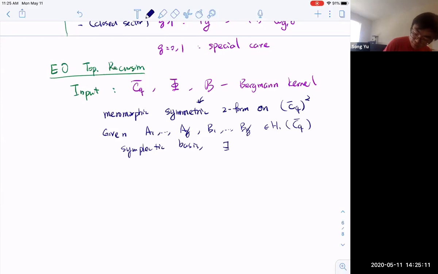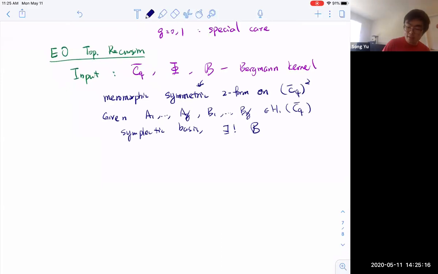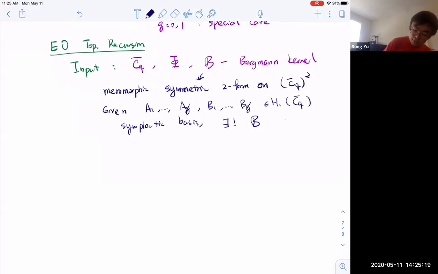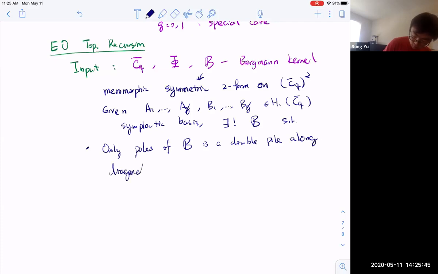We can find a unique Bergman kernel, also called the fundamental differential of the second kind. So there is a unique B such that, first of all, the only poles of B are a double pole along the diagonal in the twofold product of the mirror curve.